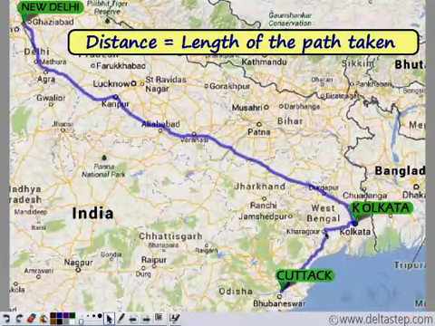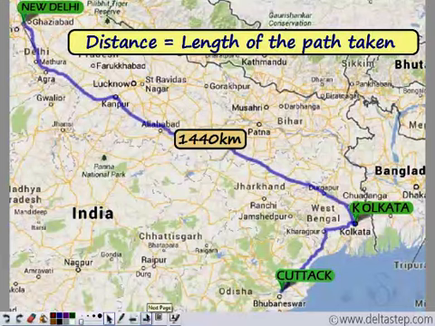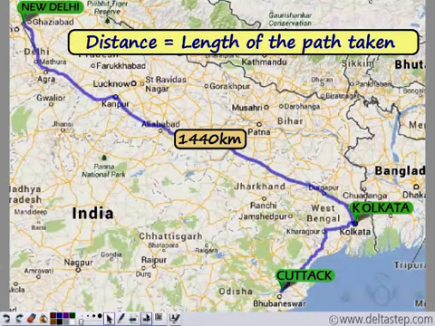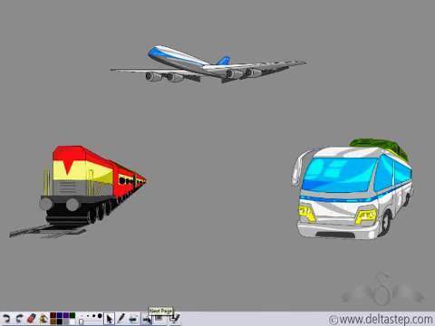Since they had a longer vacation, they decided to go to New Delhi. And the distance between Kolkata and New Delhi is 1440 kilometers. Now, having decided on the place, they now wanted to decide their mode of transport. For that, they had three options. They could either go by a bus, or they could take a train, or they could take a plane. So now they had to decide between these three options.